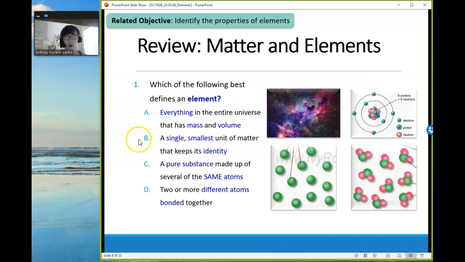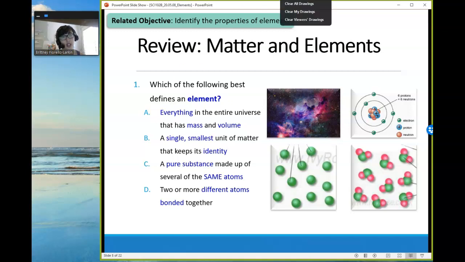So go ahead, I'm going to read these off. Take a moment, pause the video, figure out what you think the answer is, and then continue playing and we'll review this. So A, everything in the entire universe that has mass and volume. B, a single smallest unit of matter that keeps its identity. C, a pure substance made up of several of the same atoms. Or D, two or more different atoms bonded together. Go ahead, pause the video, think about what you think is the best definition of an element based on what you learned in units 1 through 4, and then continue playing.